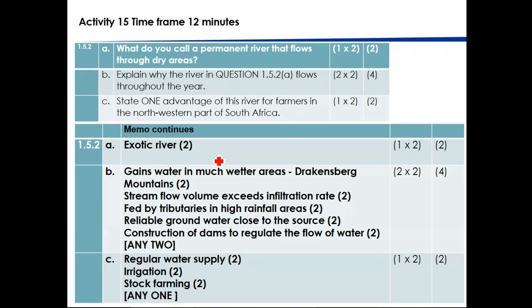Now, it is very interesting to know that the Orange River, even though we classify it as a permanent river, also goes through as an exotic river. Now I always ask, what does exotic mean? Exotic means something flashy. Why is it exotic? Because, like I said to you a little while ago, the Orange River starts in a wet area and flows to a dry area. So it has a profound influence on the area it flows through. Okay, right.